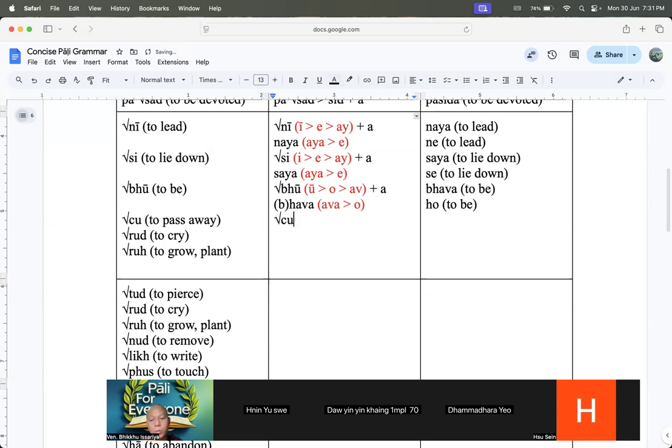So the root ju, but this is changing. Here u, but here u. Okay, so now we have the jawa. So jawa means to pass away. Okay, but for this ju, this awa is not reduced as a or.